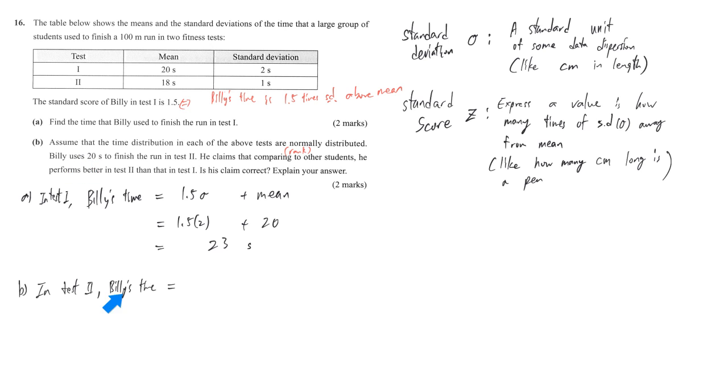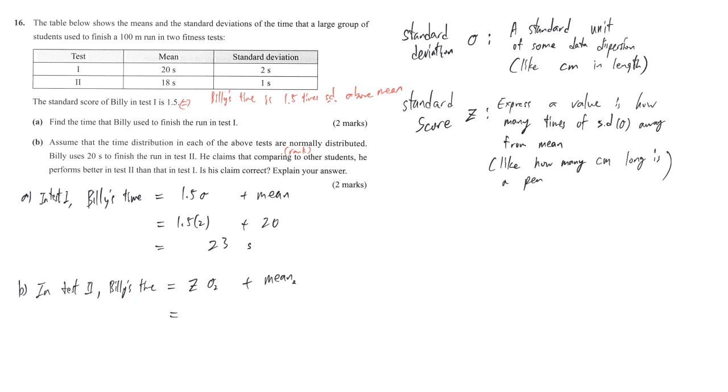You may apply the same formula here. In test 2, BD's time is how many SD above the mean of the second test. But beware that the standard score is unknown, it's our target. We don't know what the standard score in test 2 is. So we use z to represent it. And then SD, we are talking about test 2. And then plus the mean, also talking about test 2.